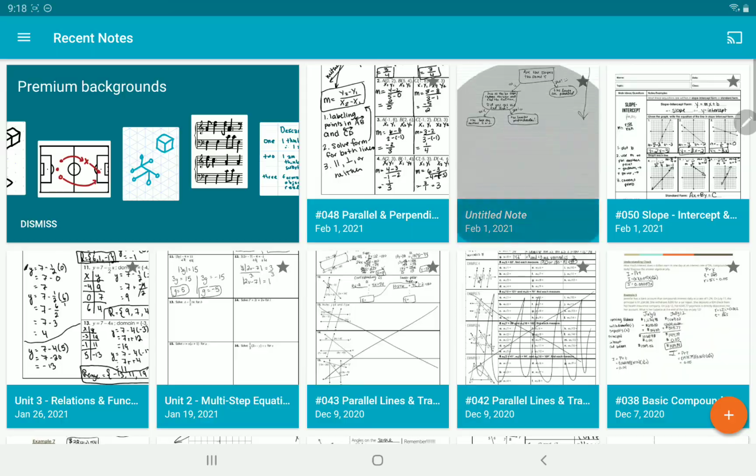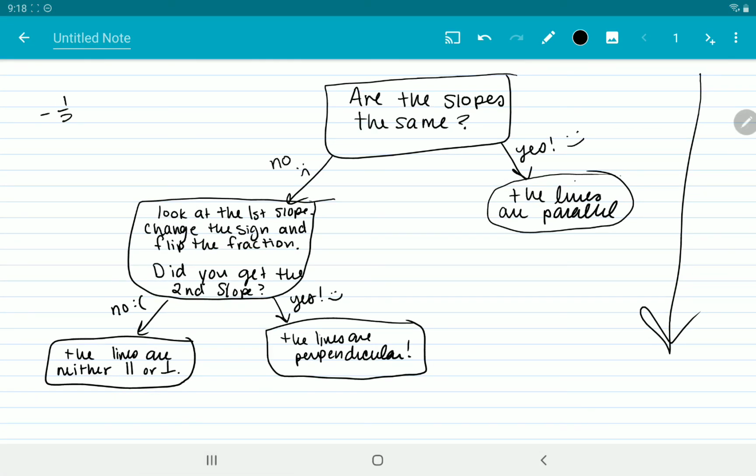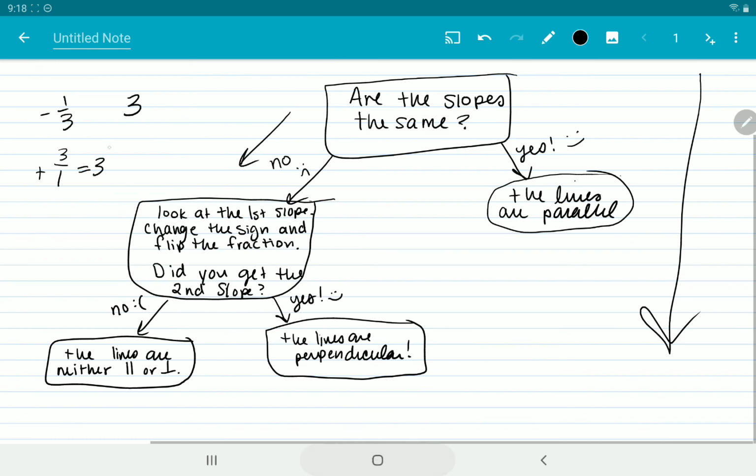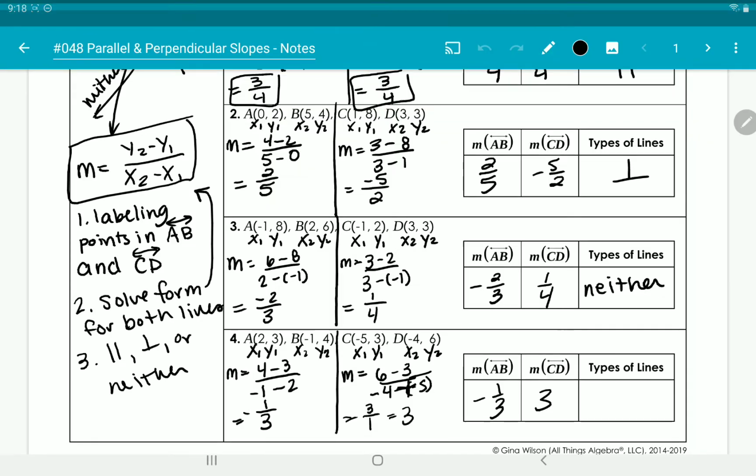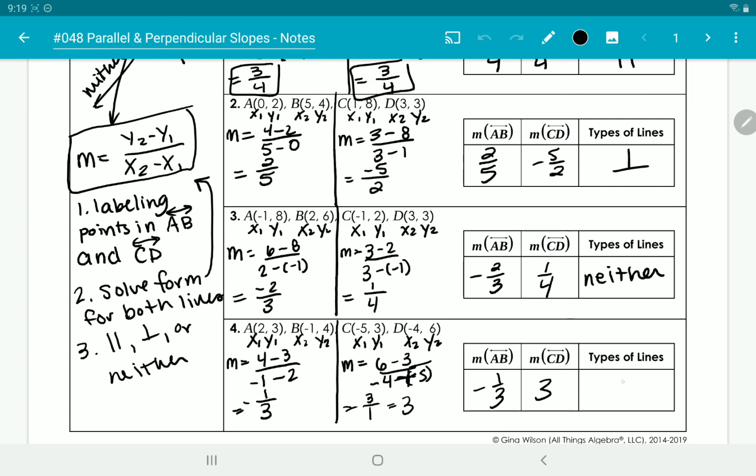If we go to this, we are going to do negative 1/3 and 3. Are the slopes the same? No. So we're going to be looking over this side. Look at the first slope. We're going to change the sign to be positive and flip the fraction. Instead of 1 over 3, it's 3 over 1, which is the same as a positive 3. Did you get the second slope? I did. And so since I did get the second slope, the two lines that we're looking at are perpendicular. Okay, so you draw that little line.